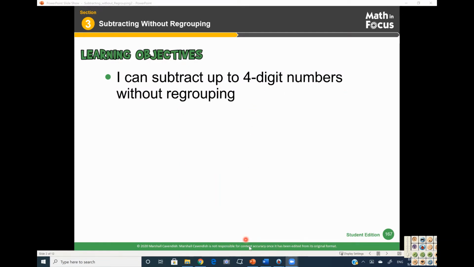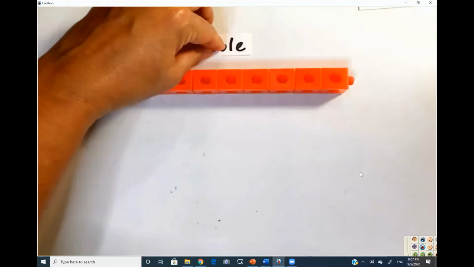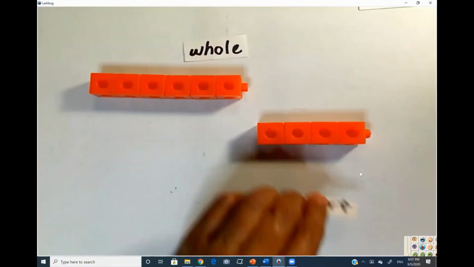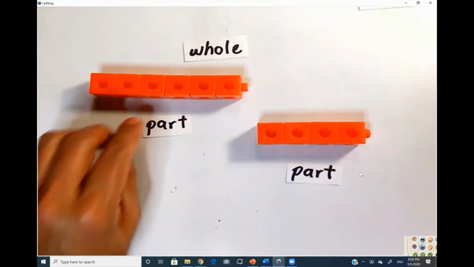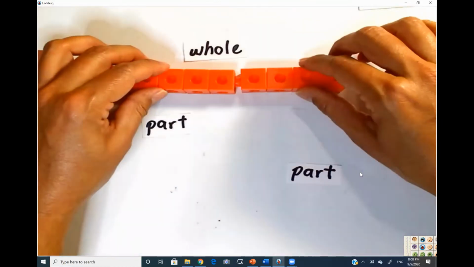Let's remember a little bit of what a subtraction is. Subtraction is when you have a whole and then you take away one of the parts. So you have one part that was taken away and the other one that was left behind. And together, these two parts, when put together, they are going to make the whole.